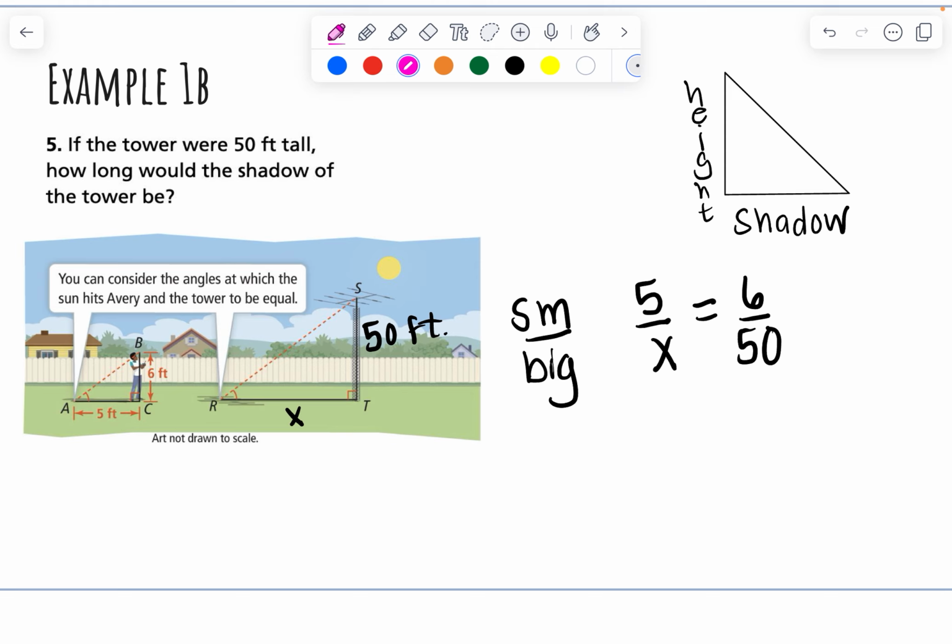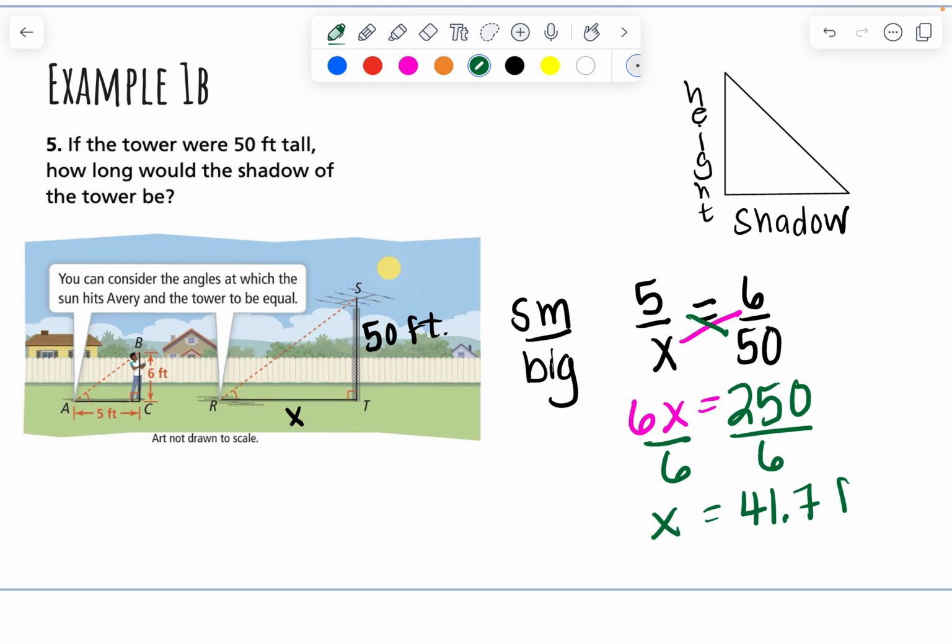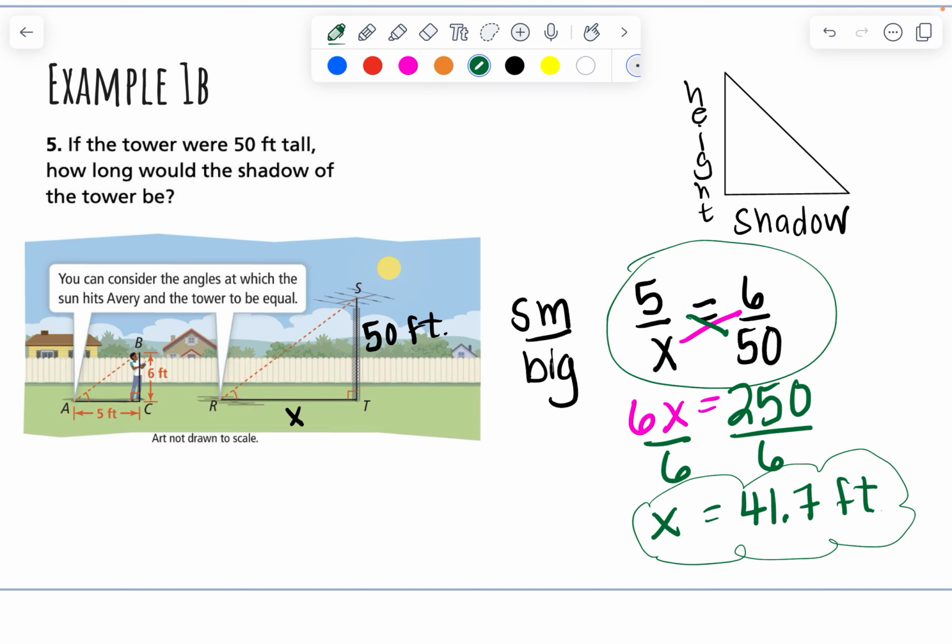And then solving it, 6 times x is 6x. 5 times 50 is 250. So if we're dividing both sides by 6, we will get that the shadow is 41.7 feet. So the shadow would be 41.7 feet long. And of course, just like we did before, you can always plug this back into your original proportion here to make sure both sides are equal.